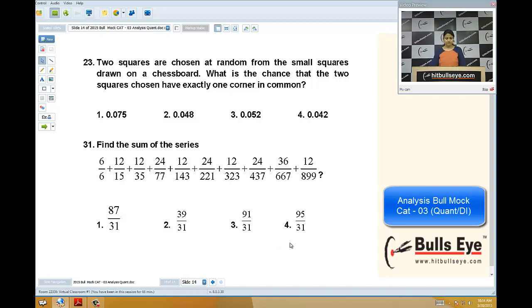23rd. Two squares are chosen at random from the small squares drawn on a chessboard. What is the chance that the two squares chosen have exactly one corner in common? In many papers you can see this type of question. Sometimes it says one corner in common. Sometimes it says one edge in common. There can be numerous questions.